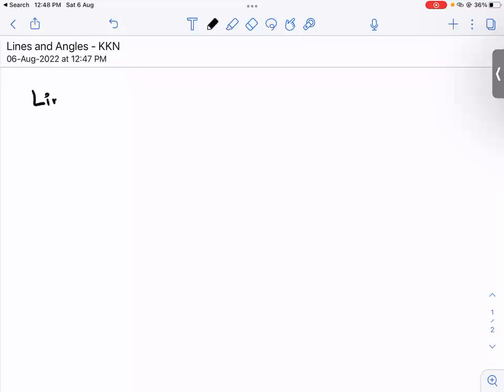So one we call it as lines and angles. Let's try to dissect it. Let's try to break it into two parts and observe. What does a line mean according to you? How will you define it, if I have to ask you? What is basically a line?